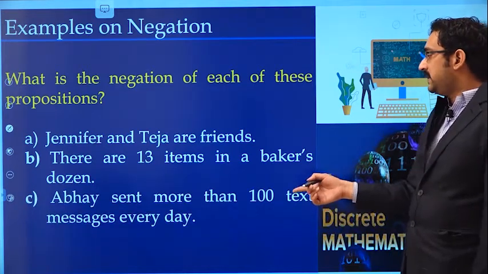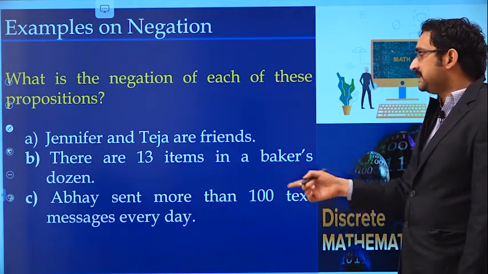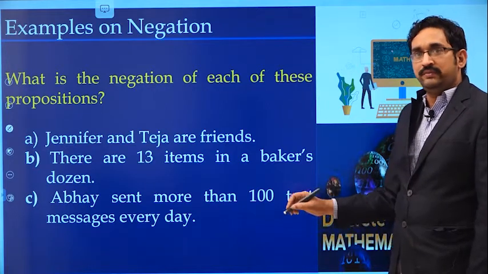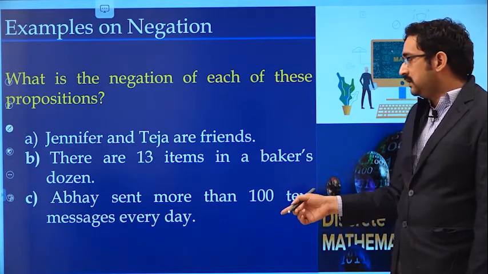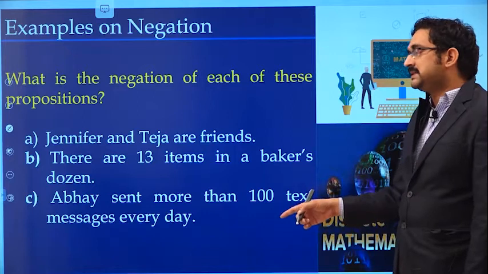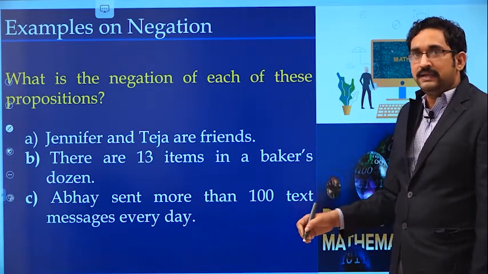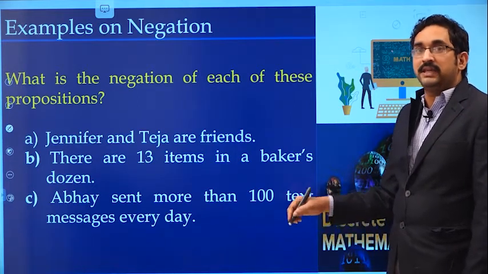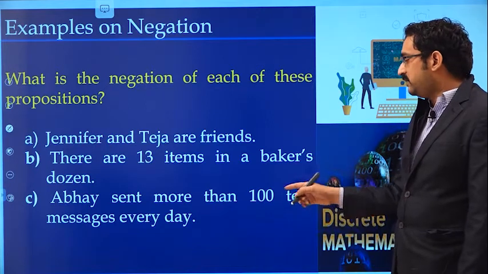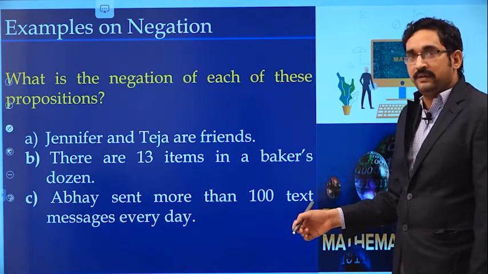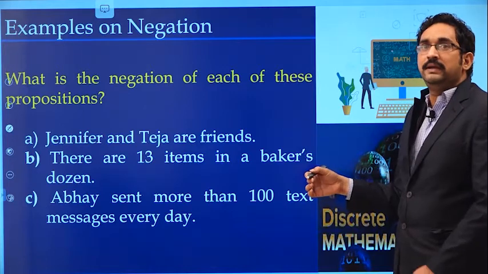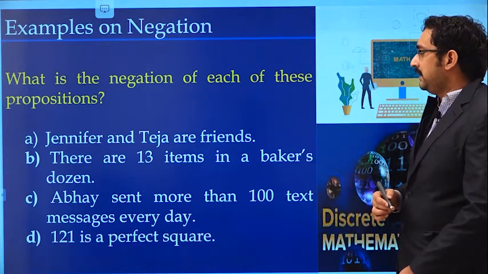Next one, Abhay sends more than 100 messages every day. We can express this in two ways. Abhay doesn't send more than 100 text messages every day. That is one method. Second method is, it is not the case that Abhay sends more than 100 text messages every day. In both ways we can represent the negation of the given statement.